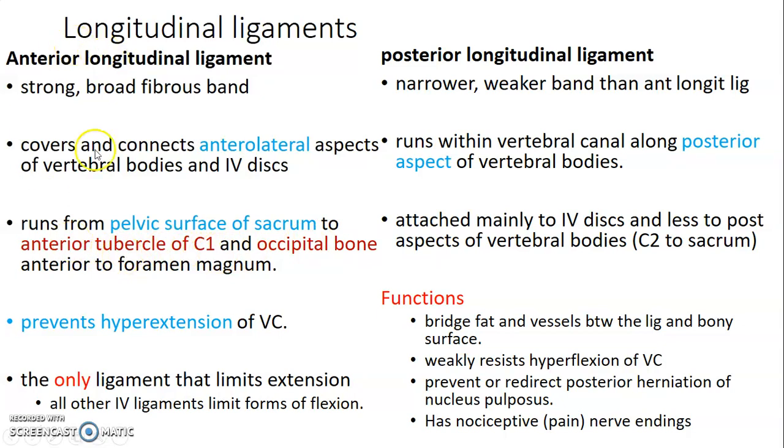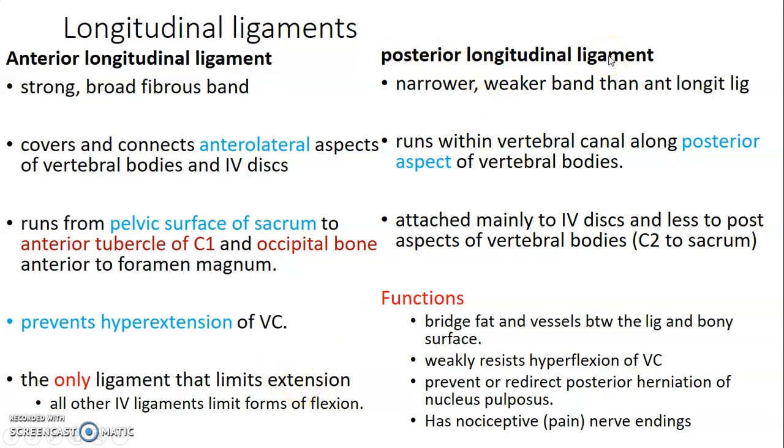What is the main function? It prevents hyperextension. Hyperextension is when you turn your head backwards, okay? The anterior longitudinal ligament prevents hyperextension of the vertebral column, and it's the only ligament that limits extension, okay?